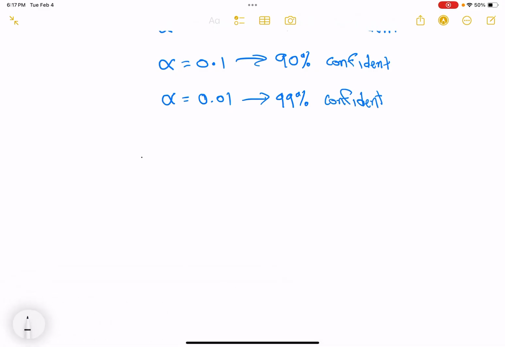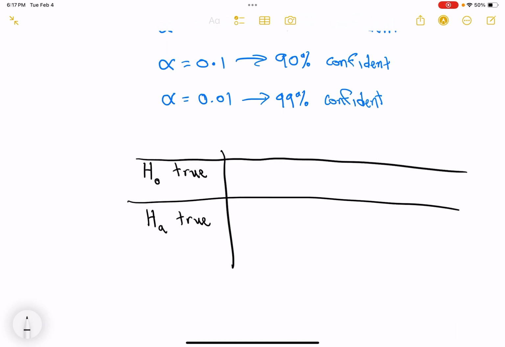I want you to keep in mind there are two possibilities with any situation. Either your null hypothesis is the true hypothesis or your alternate hypothesis is true. And we don't know which of these is the case, but the reality of life is that either the null is true or it's not true, right? And if the null is either true or not true, then the alternate is also either true or not true. Now, there are also two outcomes. You either do not reject the null, right? Or you do reject the null.